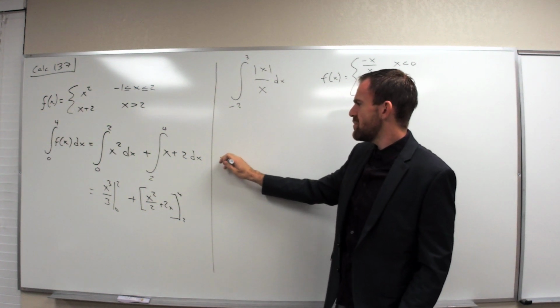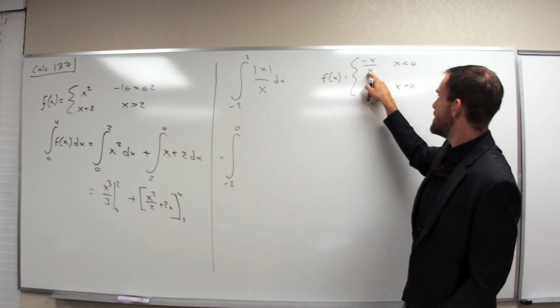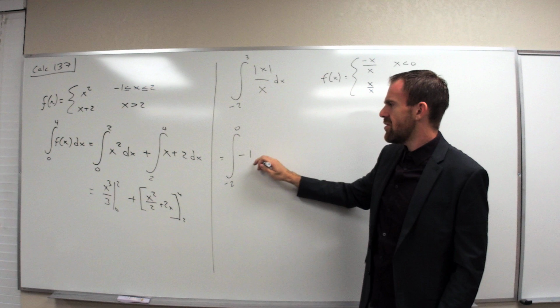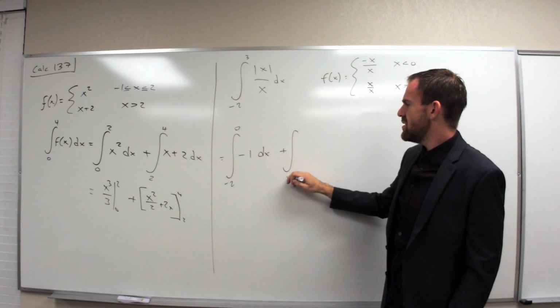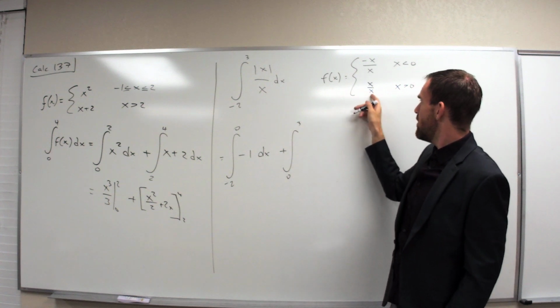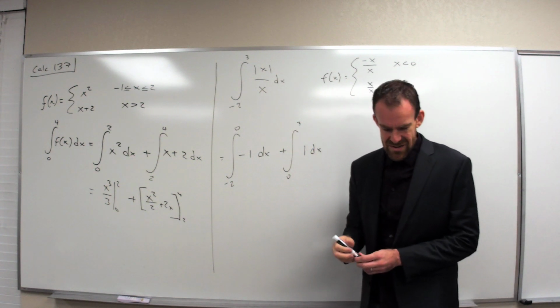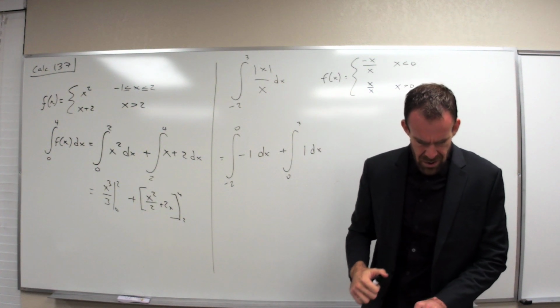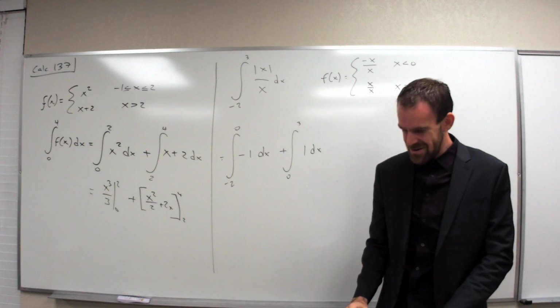So this, I'm going to split into two integrals from -2 to 0 of this negative function, which is -1, plus the integral from 0 to 3 of the positive one. Integrate that and you're set. So that, my friends, is problem set 137. Not too bad.